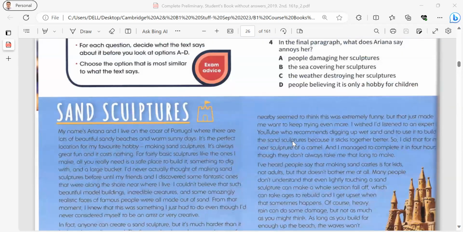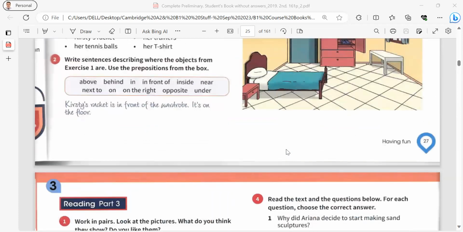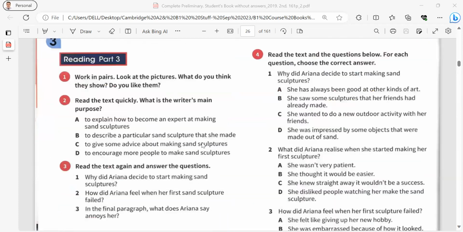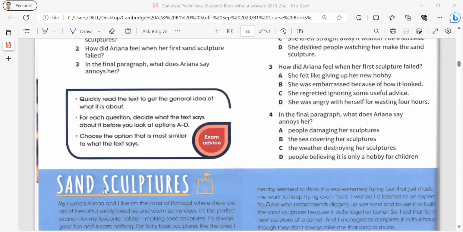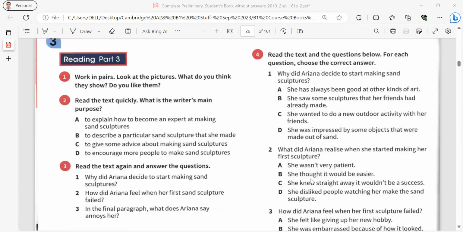Yes, here in reading part 3, as you did before in A2 level, you need to practice skimming, then scanning. Skimming: look at the picture, read the title, and read the first and last sentence in each paragraph. Then start scanning. Read the question and look for the answers. The good point here in this part is that the order of the questions is based on the order of the paragraphs. For example, the answer to question one should be in paragraph one.